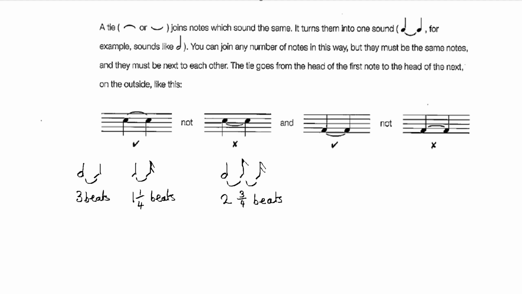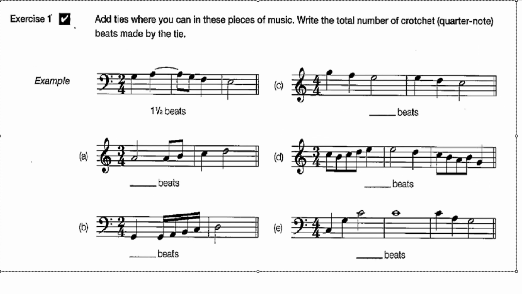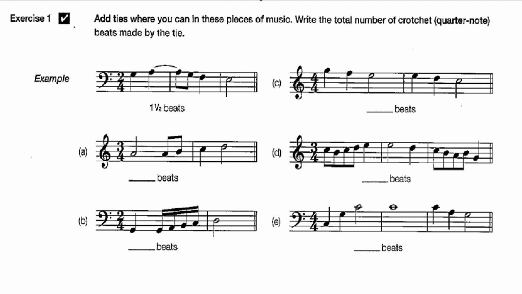Okay, so let's look at the exercise that allows us to join together these notes. It's quite easy. Here we go. We've got 2 things to do in this exercise. We need to join the notes together if they are the same. So we're only allowed to tie notes together if they're the same. We can see here the A in the example is tied together because it's the same note, the only place we can do it.